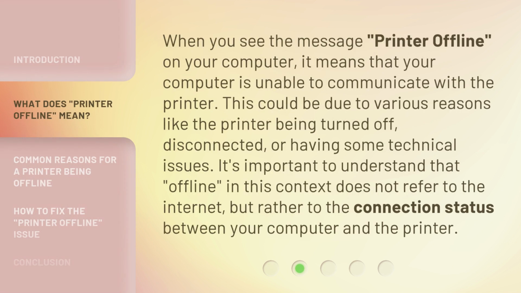When you see the message, printer offline, on your computer, it means that your computer is unable to communicate with the printer. This could be due to various reasons like the printer being turned off, disconnected, or having some technical issues. It's important to understand that offline, in this context, does not refer to the internet, but rather to the connection status between your computer and the printer.